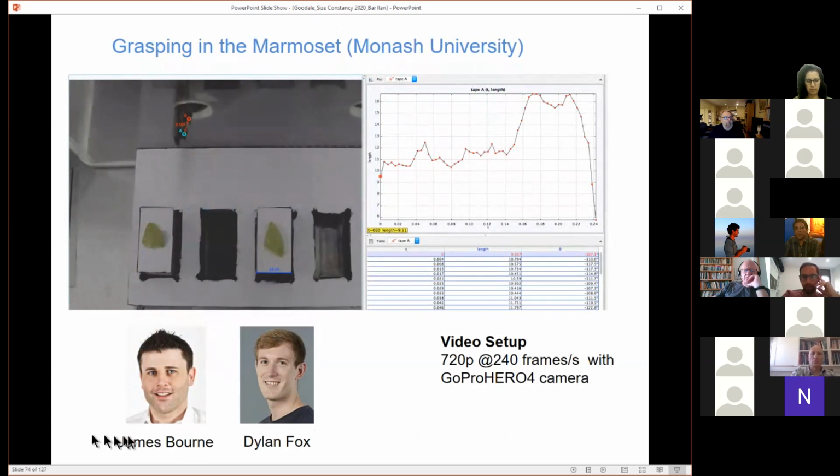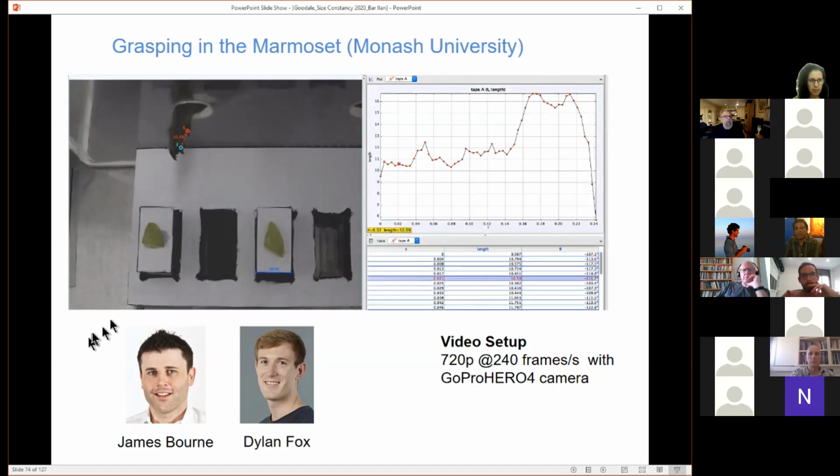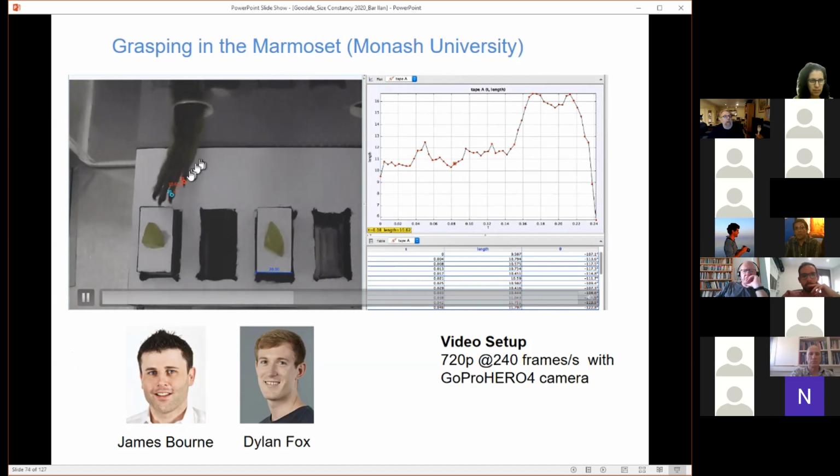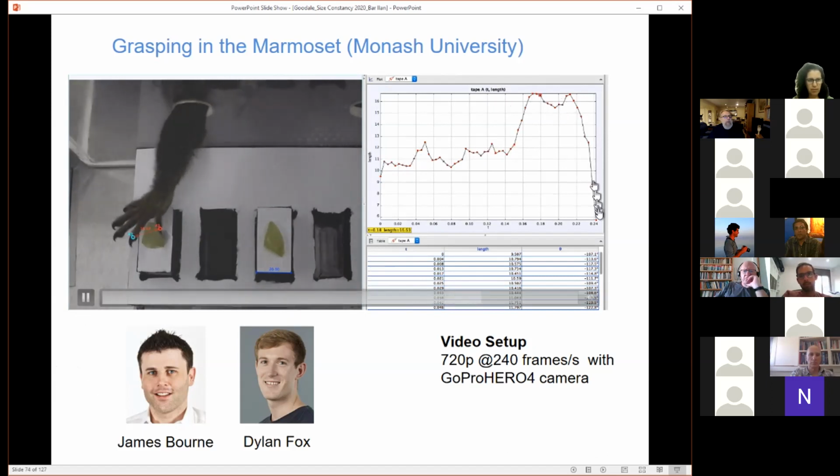This is work that was initially carried out after a lot of discussion on Skype between myself and James and his graduate student Dylan Fox, who developed a system for looking at grasping in the marmoset. Here we can see the marmoset sticking its hand up. We have pieces of food here, papaya, that are different sizes. And we have a proxy for this whole hand grasp, which is the finger and thumb. And we can trace out the trajectory here.